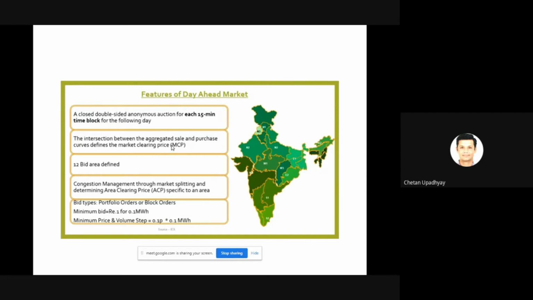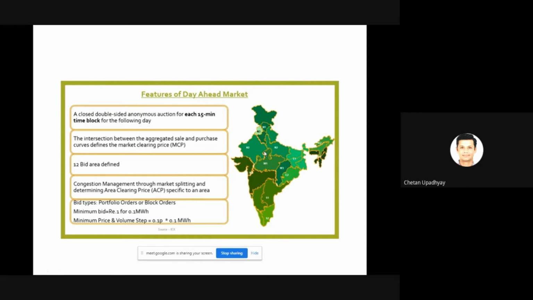Then, as the government has decided on 12 bidding areas, there is congestion management through market splitting and determining the area clearing price, specifically area to area. So that is the area clearing price. It may happen that in the second western region, our price may differ from western region 1, northern region 1, or maybe northeastern. Okay, so that is ACP, which is identified area-wise, and MCP is the basic market price.